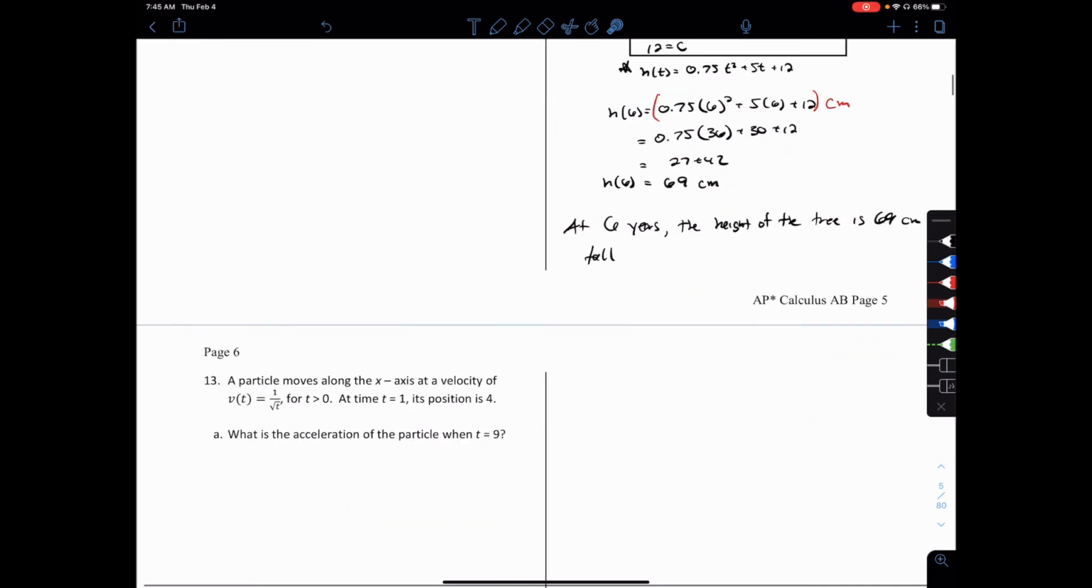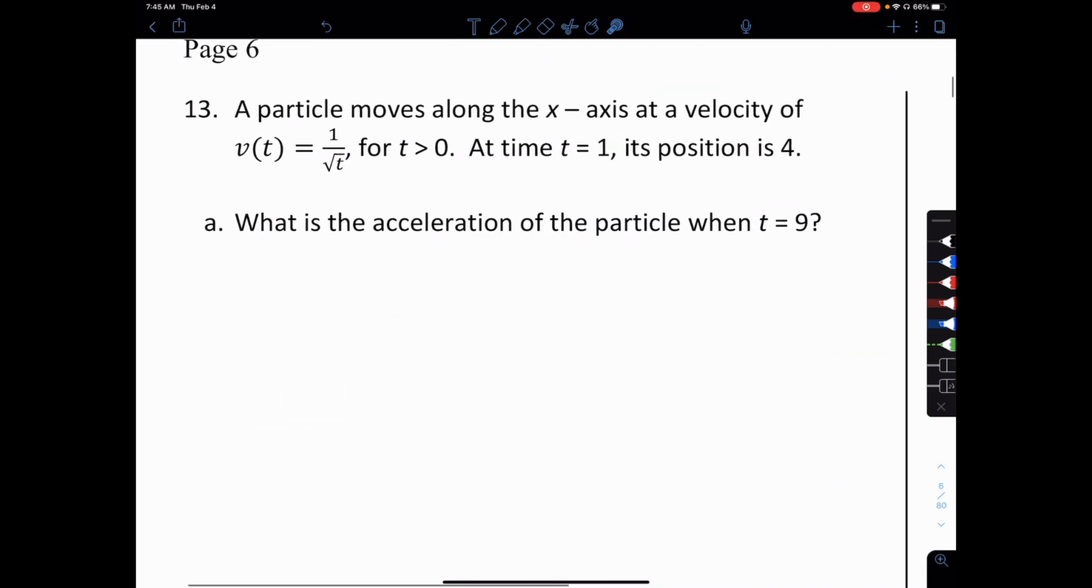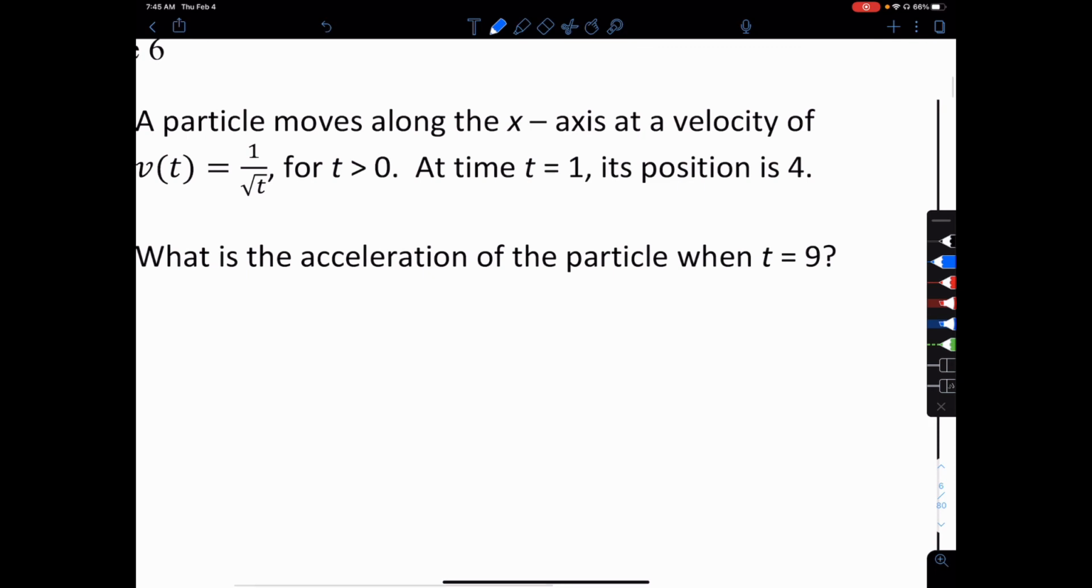All right, let's do one more example. Particle motion, something that we need to make sure that we are excellent at. A particle moves along the x-axis at a velocity that's given here. At time t equals 0, its position is 4. Now that is super important. Typically, the position function we call x for whatever reason. It's crazy. So x of 0 is 4. That is the position.